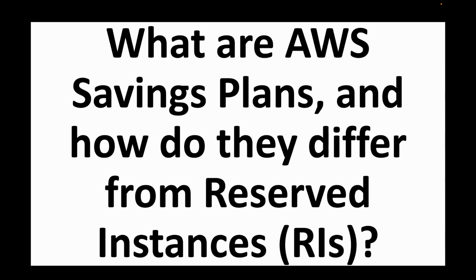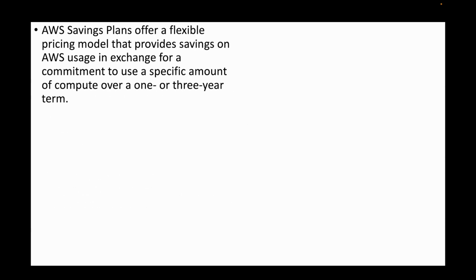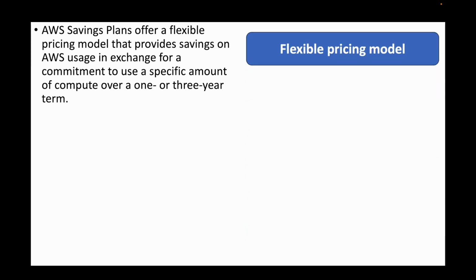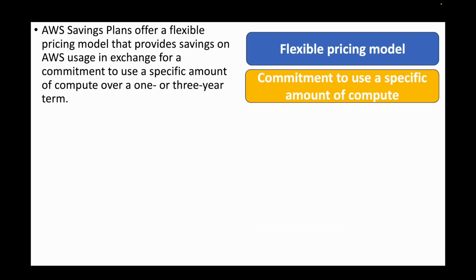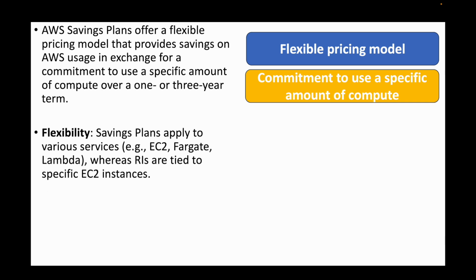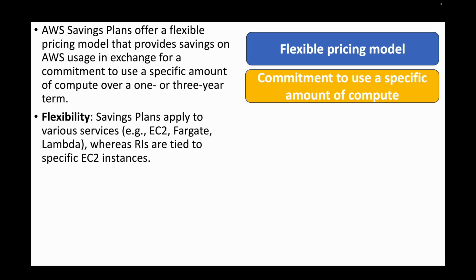The next question we have is, what are AWS Savings Plans and how do they differ from Reserved Instances? Savings Plans help you to save some cost in exchange for a commitment. It provides us with a flexible pricing model, and it can help us to save some cost provided we are giving a commitment to spend a specific amount or to use certain compute for a contract period. The contract period can be for 1 year or 3 years. So it gives you flexibility.